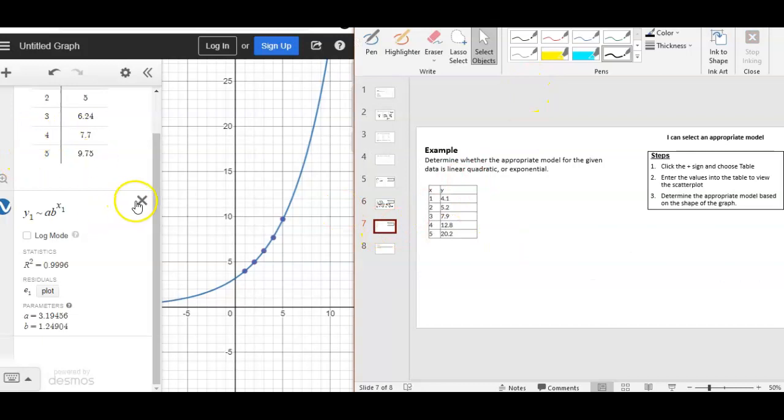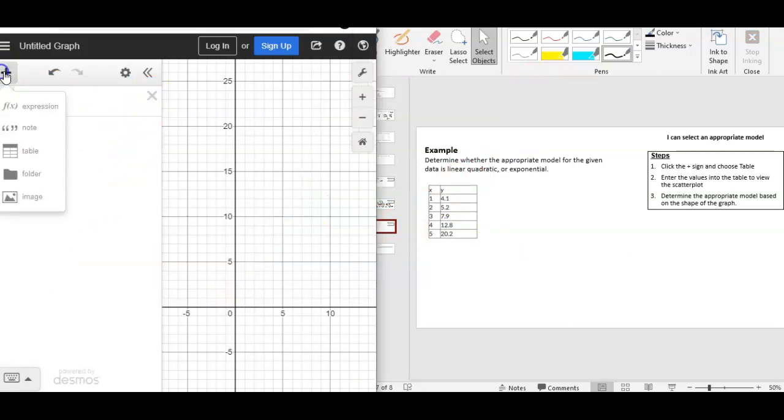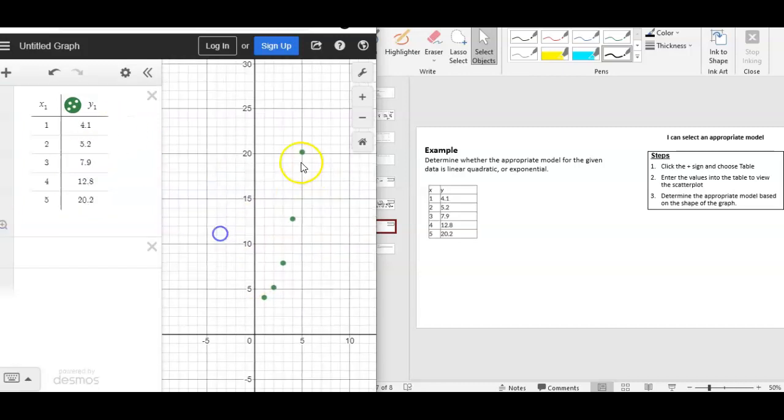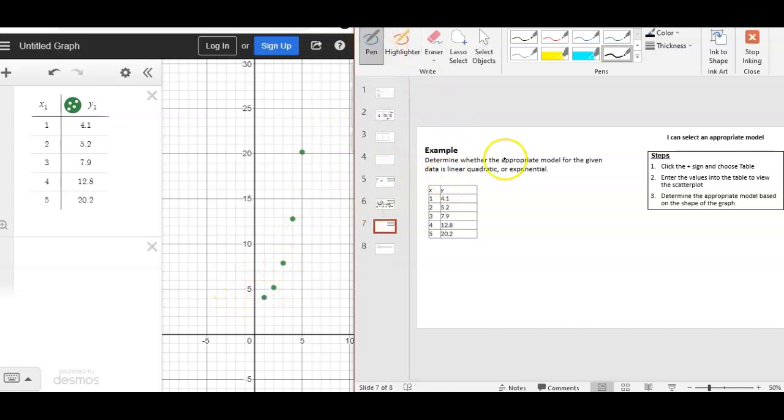Okay, so now let's try this final set of data. I'm going to once again start off by graphing it just to get a visual. So I have 1, 2, 3, 4, 5. And then over here, I have my data points, up to 20.2. So you can see I can already see a curved shape forming here. It kind of does look like a parabola actually, at least half of one. So I'm thinking quadratic is probably going to be pretty good.